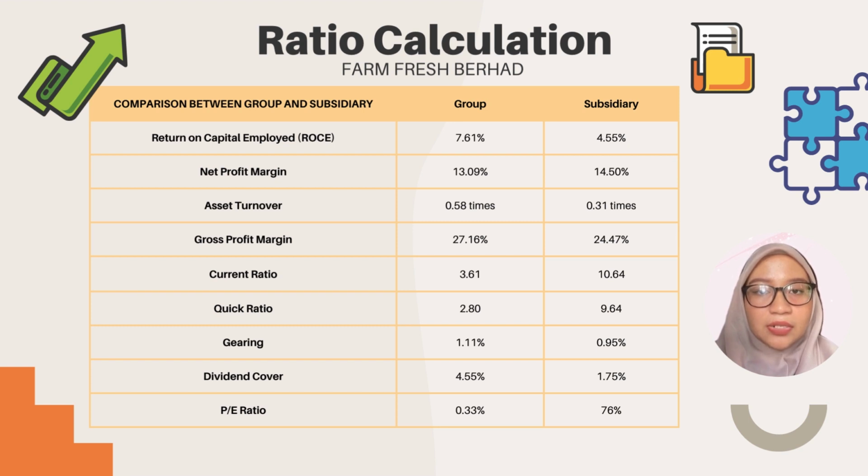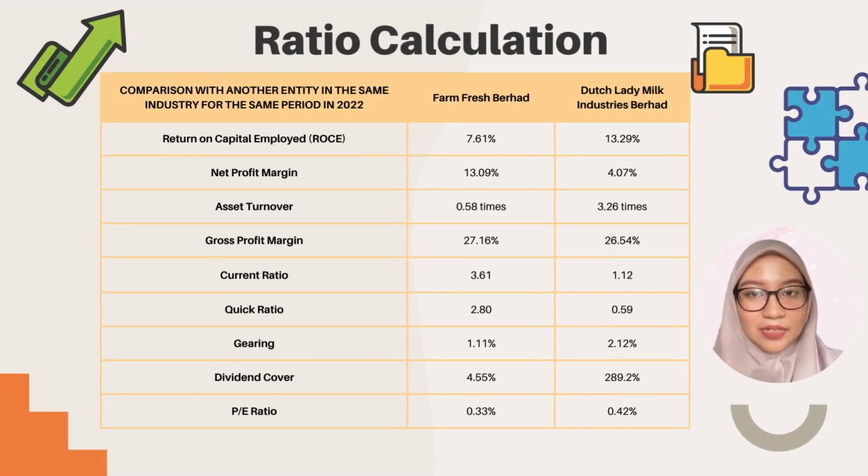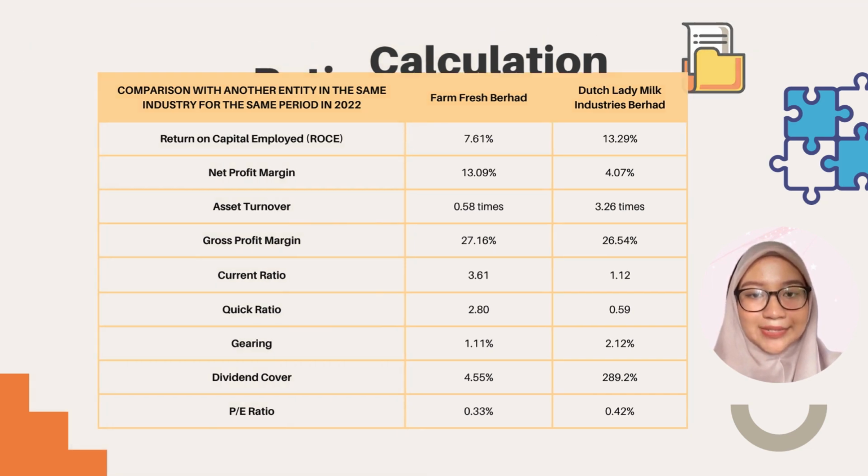This slide shows the result of comparing the ratio calculation between the group and the subsidiary for Farmfresh Berhad. Next, this slide presents the result for the comparison with another entity in the same industry. We chose Dutch Lady Milk Industries Berhad to compare with Farmfresh Berhad in the year 2022. These are the results of the ratio calculation for both companies.